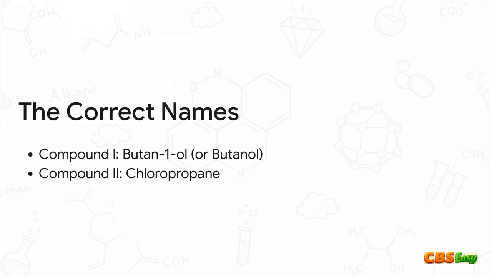For the first one, you see 4 carbons, so that's bute. They're all single bonds, so that's -ane. And that OH group makes it an alcohol, so it gets the -ol ending. Put it together, butanol. Now for the second one, 3 carbons is prop, single bonds gives us -ane, and that Cl attached is a chloro group, which we put at the front. So you get chloropropane. See, it's just following the steps every single time.